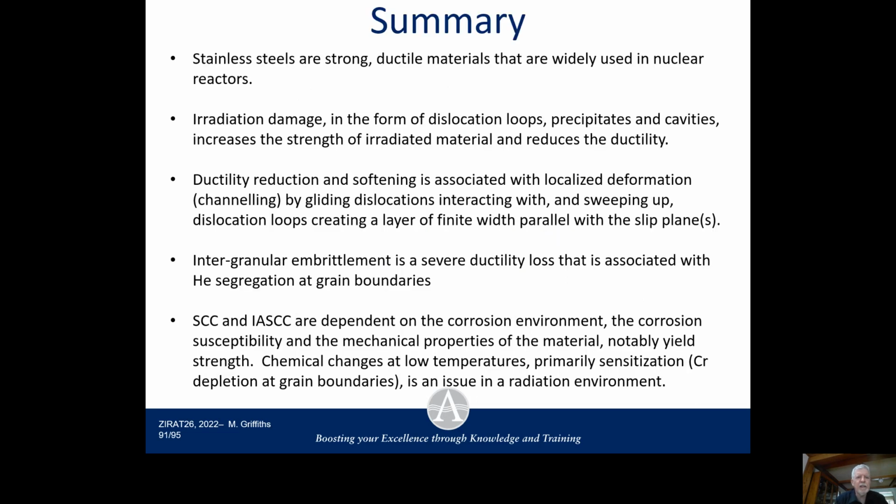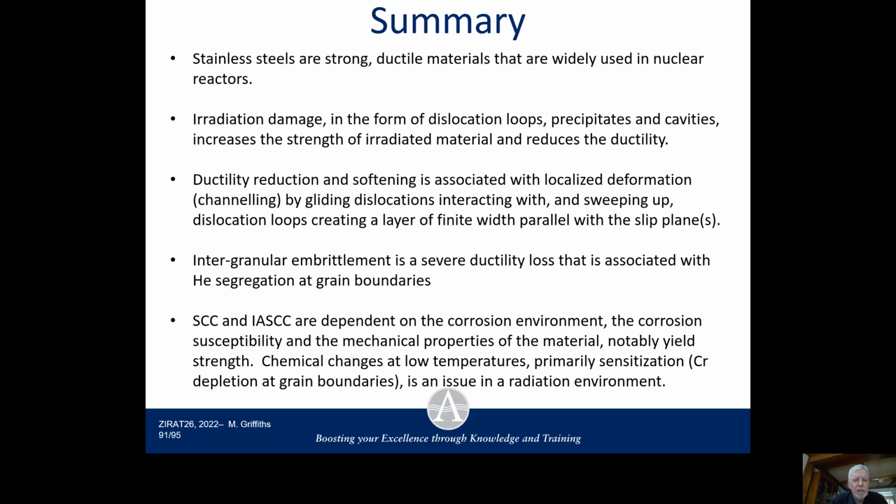So to summarize, steels are strong, ductile materials that are widely used in nuclear reactors. Radiation damage in the form of dislocation loops, precipitates, and cavities increases the strength of irradiated material and reduces the ductility. Ductility reduction and softening is associated with localized deformation, channeling, and sweeping out of dislocation loops, creating a layer of finite width parallel with slip planes.